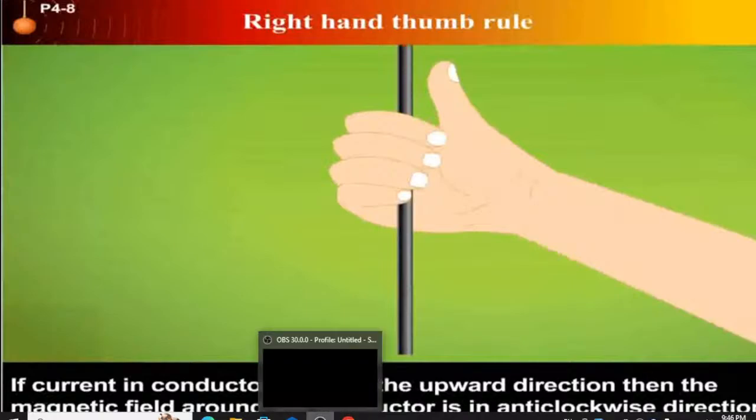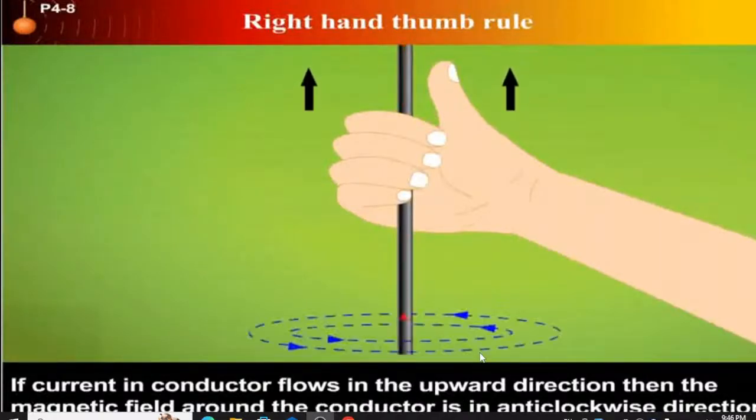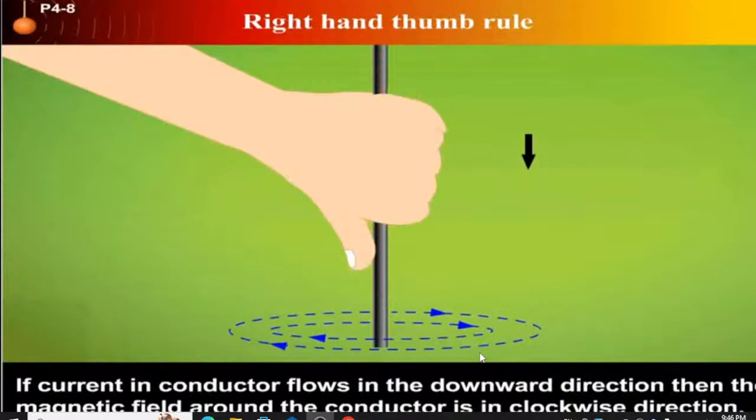If current in conductor flows in the upward direction, then the magnetic field around the conductor is in anticlockwise direction. And if current in conductor flows in the downward direction, then the magnetic field around the conductor is in clockwise direction, as shown in this figure.